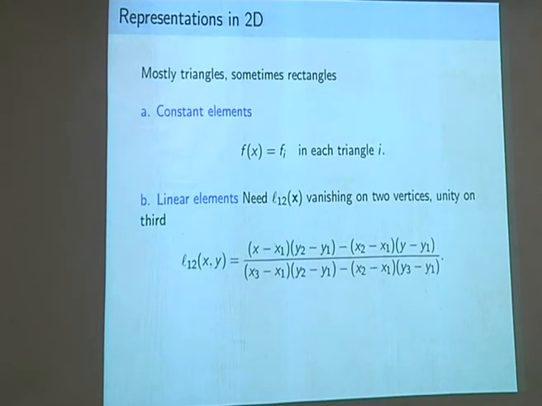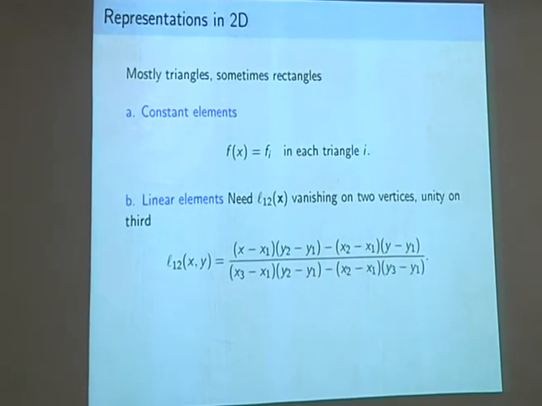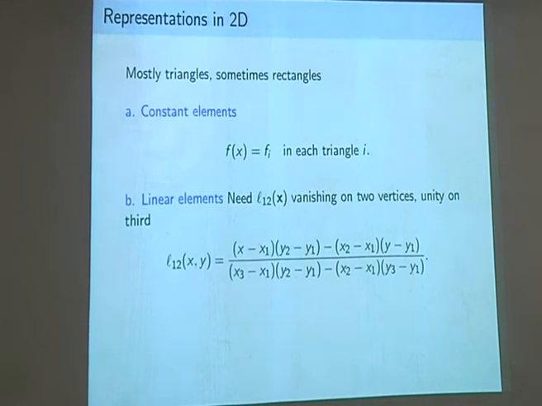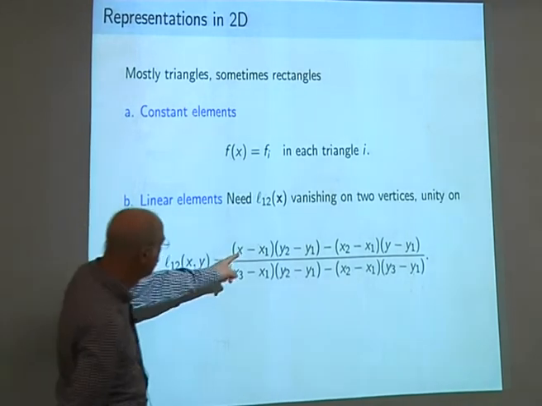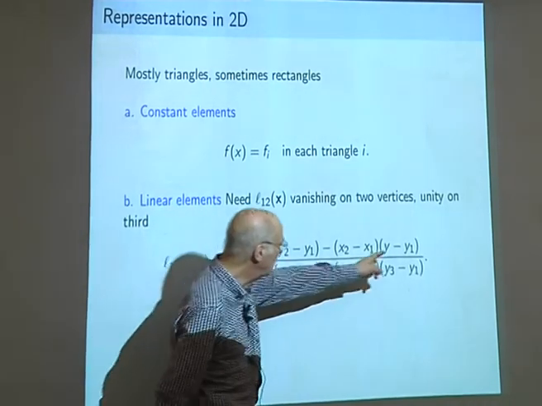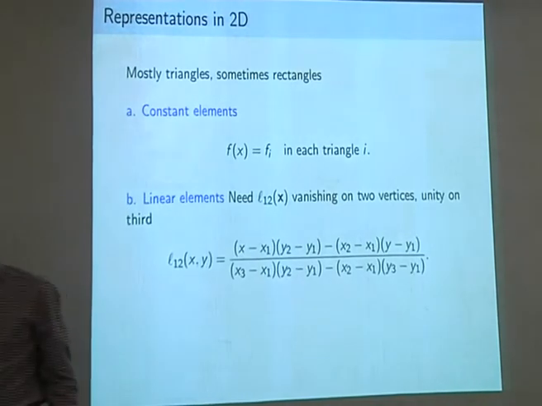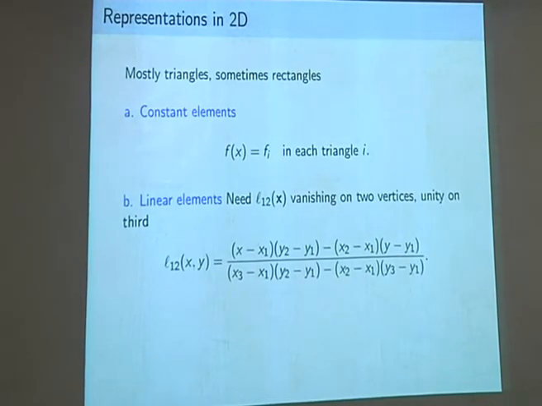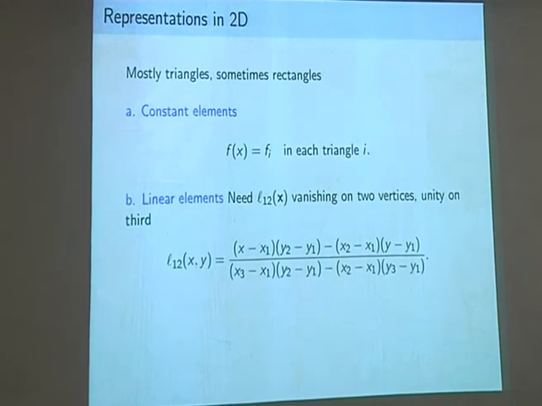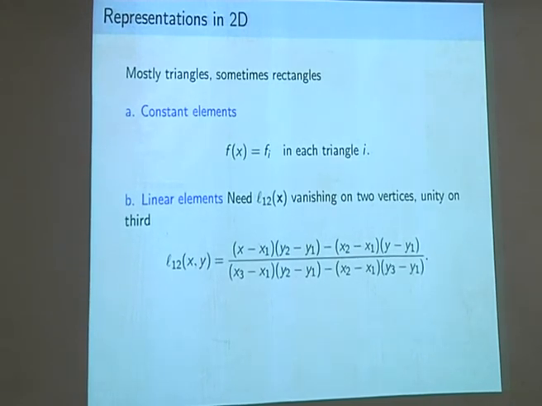At x equals x_1, the first term vanishes, and at y equals y_1, the second term vanishes. So this vanishes there, and it also vanishes, more complicated, at x equals x_2 and y equals y_2. So at x equals x_2 and y equals y_2, that product cancels that product. And then at x equals x_3 and y equals y_3, the numerator is equal to the denominator. Do we agree?